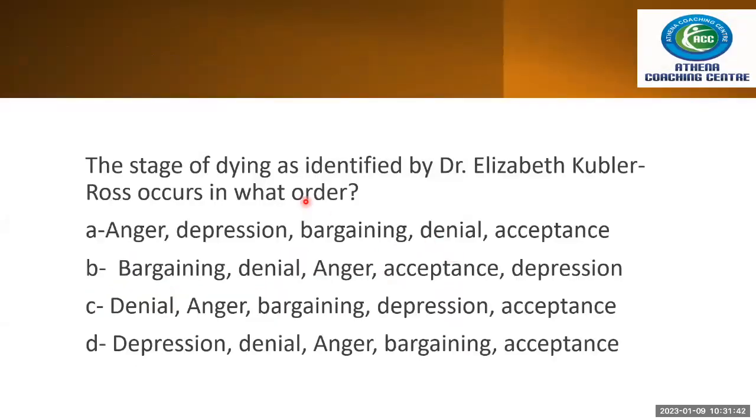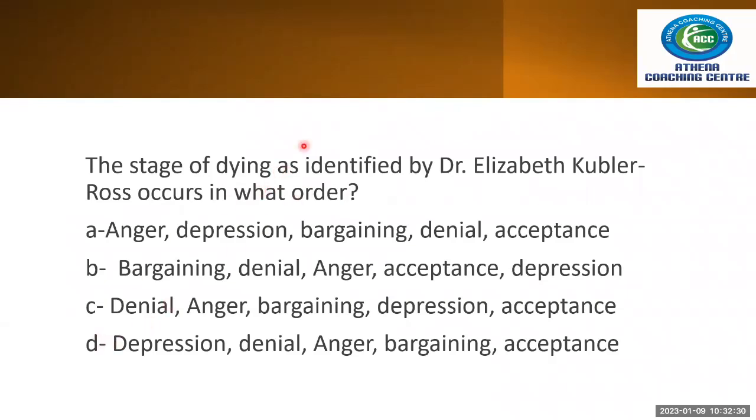Very good. Next, the stages of dying identified by Dr. Elizabeth Kubler-Ross occur in what order? So Elizabeth Kubler-Ross described the grief process or grieving process. Any answer? C. Yes, it's C. In a very simple way, you can just remember DABDA. So this is how a person overcomes a crisis situation.